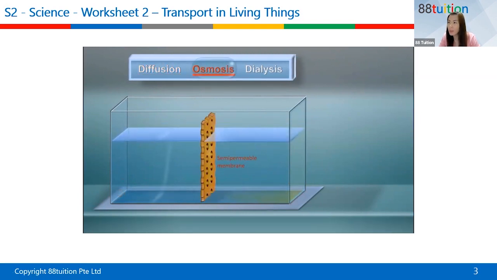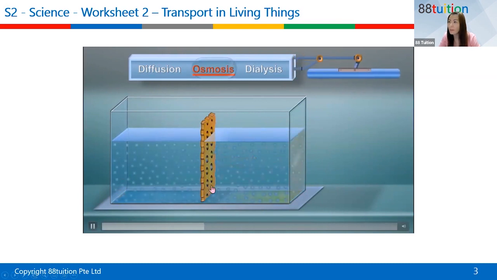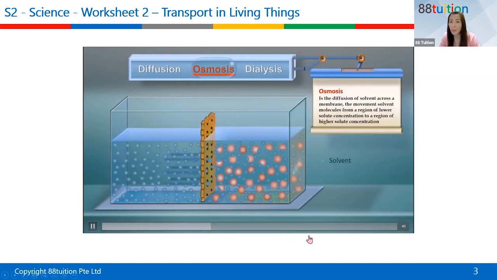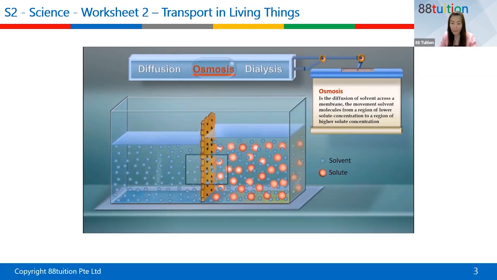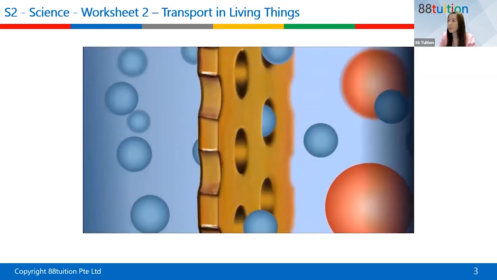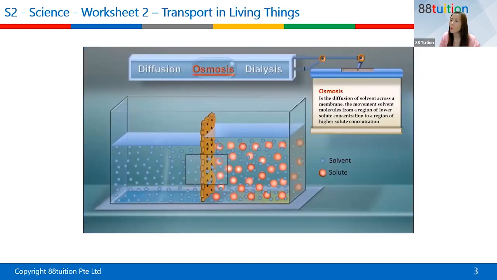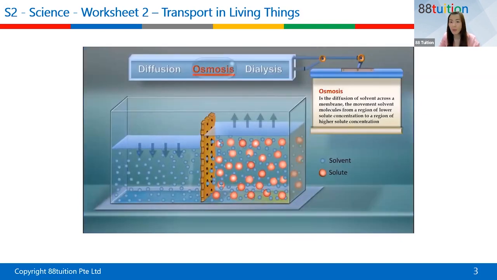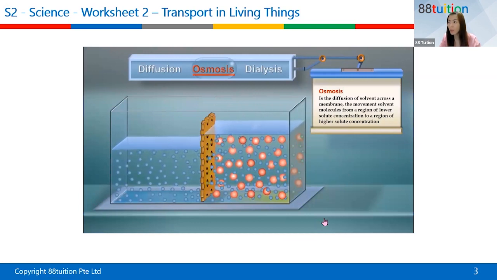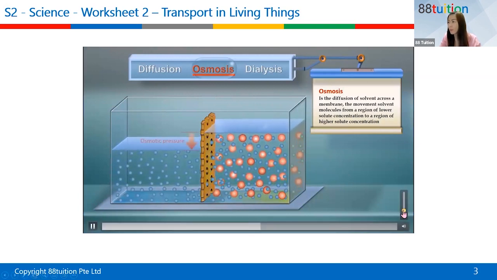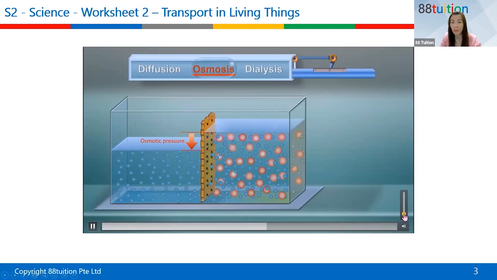And now it's osmosis. Osmosis requires a semi-permeable membrane. It is important to have the membrane. Okay. So what kind of movement is this? It's only movement of water molecules. All right. Only water molecules.